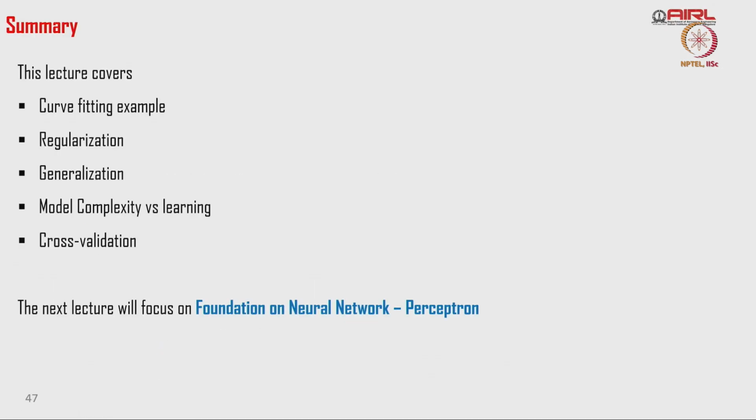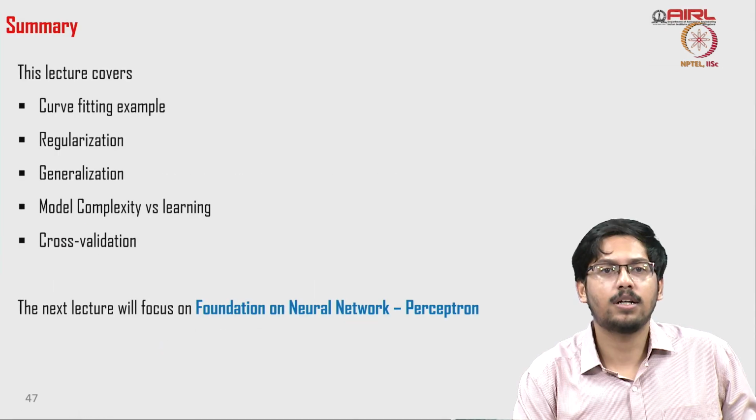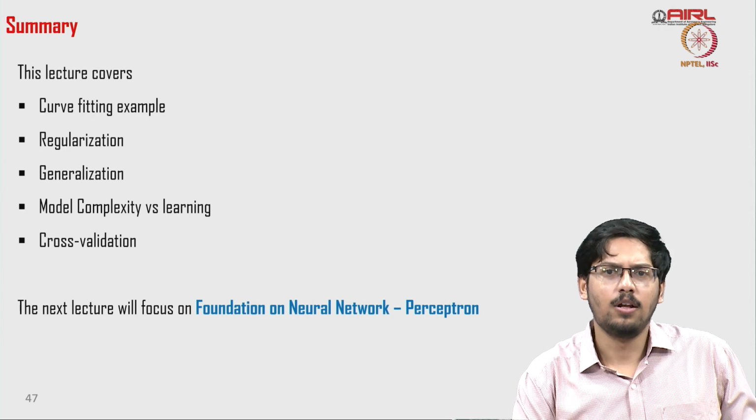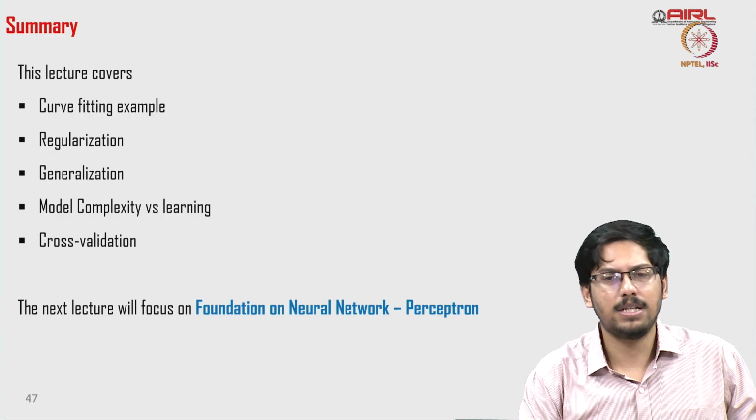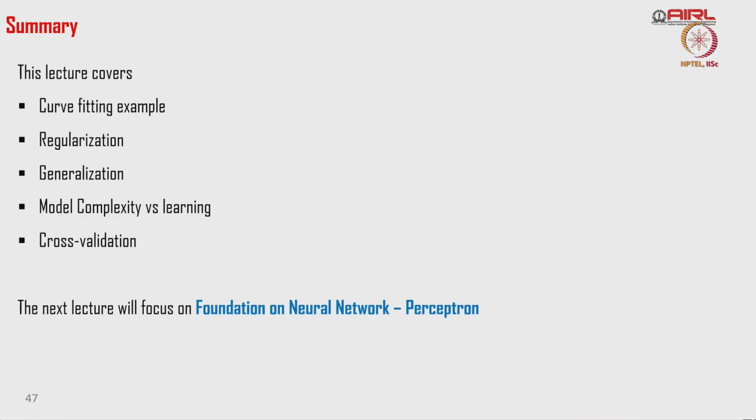Okay. So to summarize, the lecture covered the curve fitting example. We also saw different degrees of polynomial from m equals 0, 1 to an extreme case of m equals 9. We saw the effects of regularization on the curves itself. We also observed what is defined as generalization. Finally, we also saw the effects of model complexity versus learning. Lastly, we covered cross validation and early stopping.